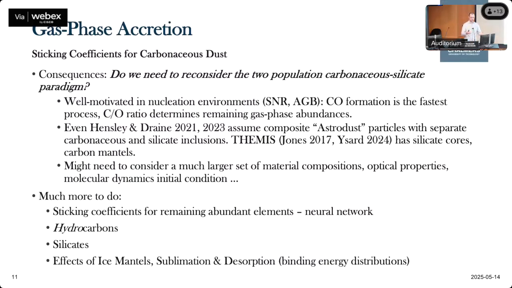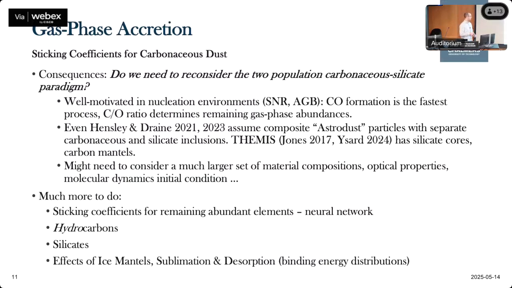And even the most sophisticated current models for the interstellar dust, which do allow for composite grains, assume that the carbonaceous and silicate components are spatially segregated. Whereas the results that I'm showing would suggest that they can be pretty well mixed. And so this might indicate a need to consider a much larger set of material compositions, and therefore optical properties, when we're trying to understand interstellar dust.